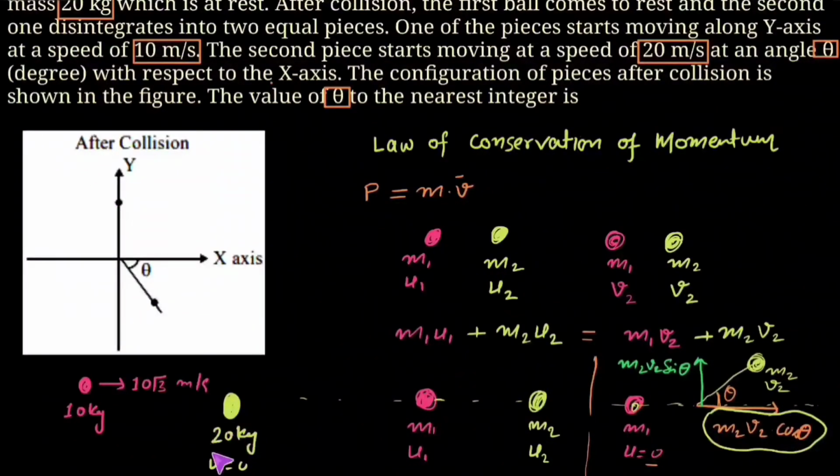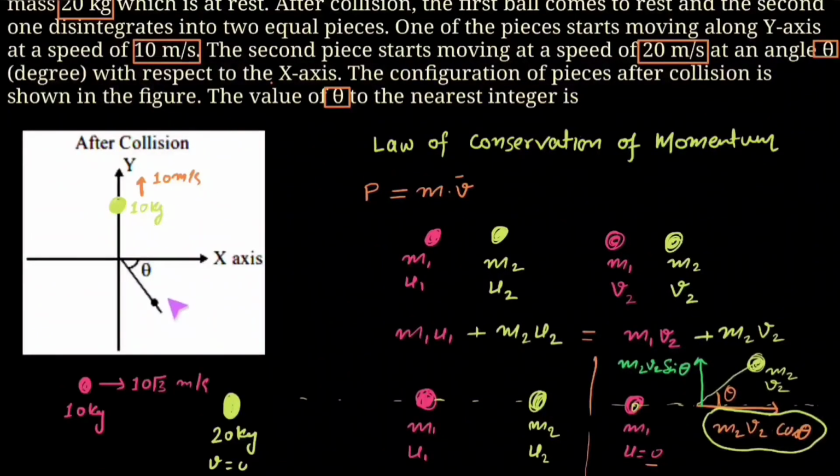After collision, this 20 kg ball has split into two particles. One particle starts moving in the y direction. The mass is given as 10 kg, and also the velocity is 10 meter per second. Velocity in the y direction is given as 10 meter per second.